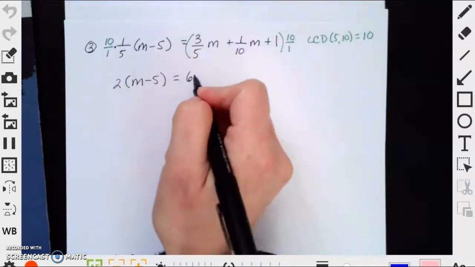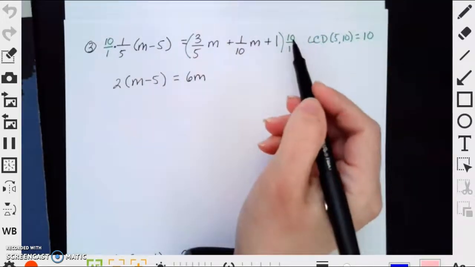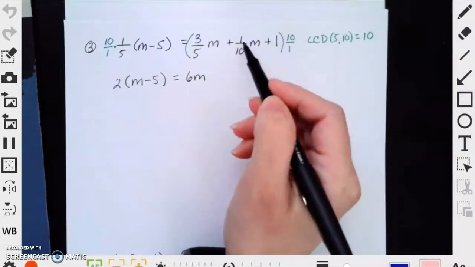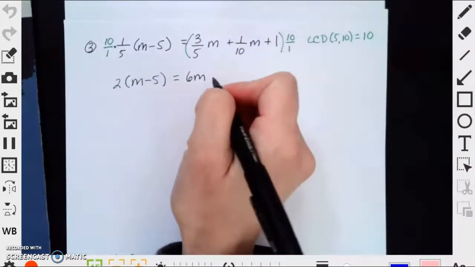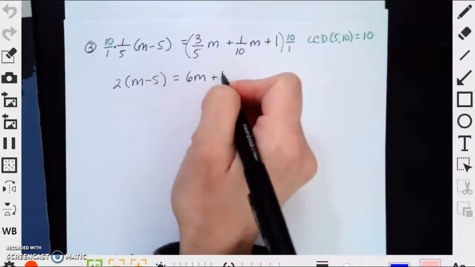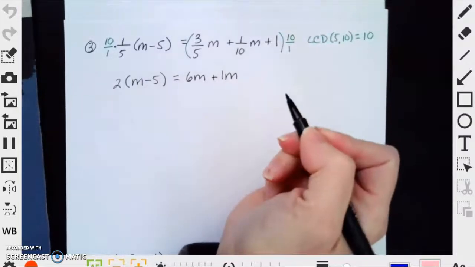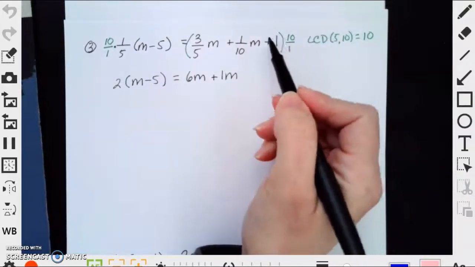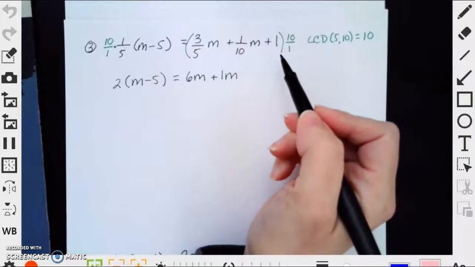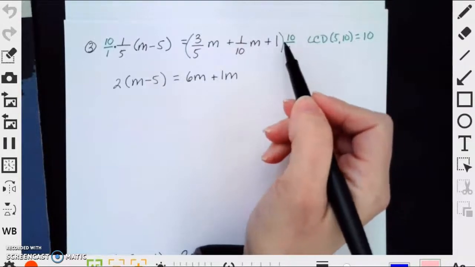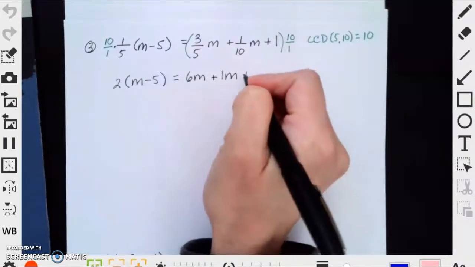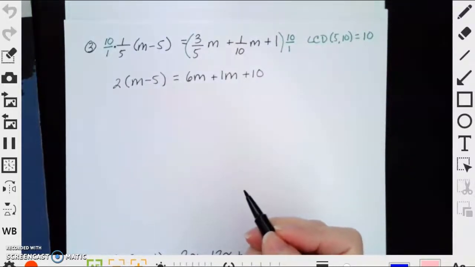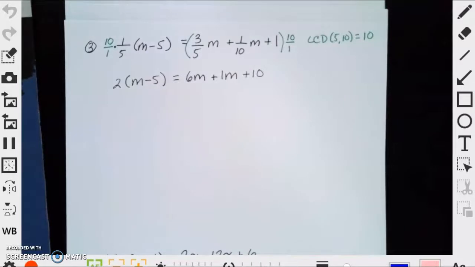So this is 6m. My next term, 10 times 1 is 10, divided by 10 is 1. So plus, I could write 1m, or I could just write m, it doesn't matter, I'll put a 1 there. And then finally 10 times 1, don't forget this last term, even though it's not a fraction, you still have to multiply everything on that side. 10 times 1 is 10, so plus 10. So now I have my equation, which doesn't have any fractions in it.